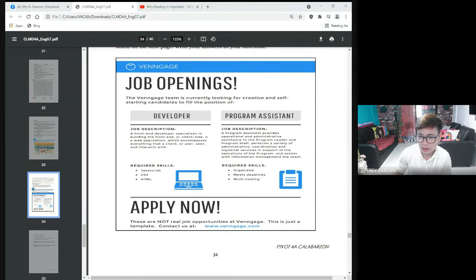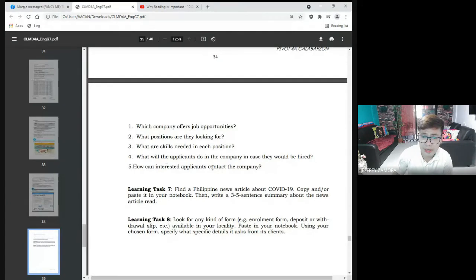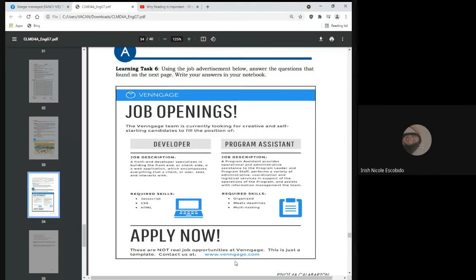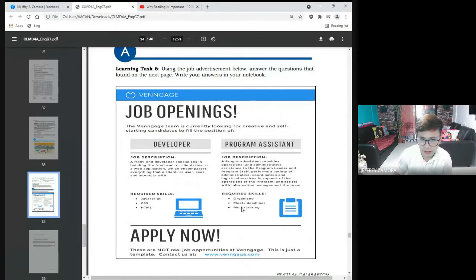Anyone? Hello? What is the question? What will the applicants do in the company in case they are hired? Anong gagawin daw? Yes, Escobedo. Organize, meet deadlines, multitasking. Okay, that's correct.